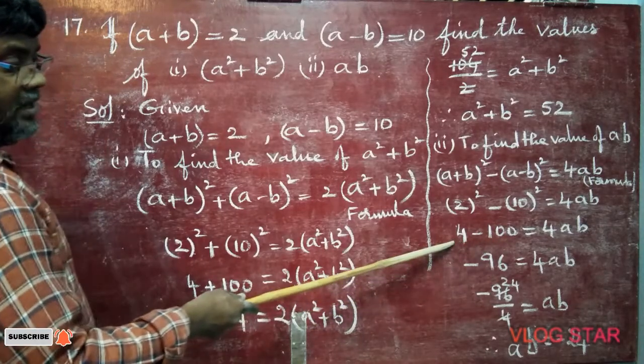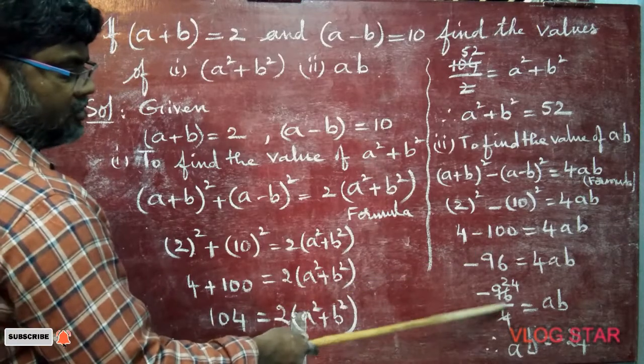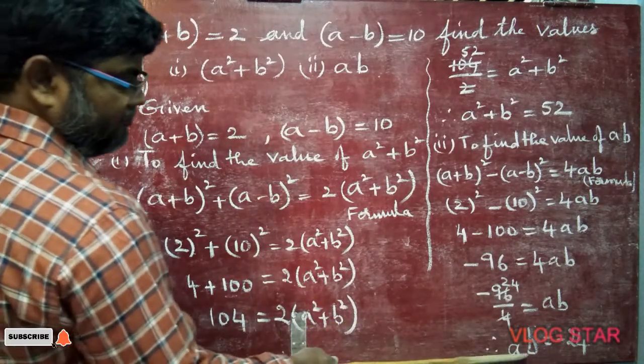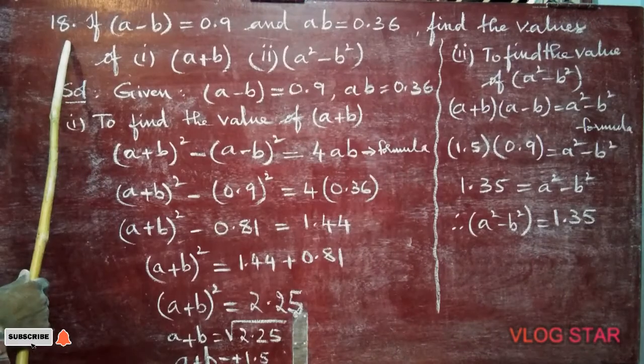Be careful while simplifying integers, very, very careful. So 4 goes in 96, 24 times. Already the minus is there. So therefore the value of ab is equal to minus 24.